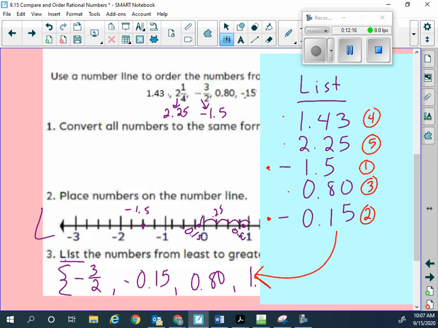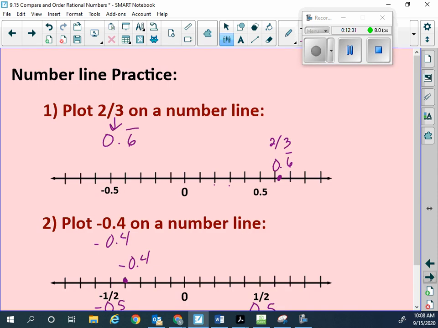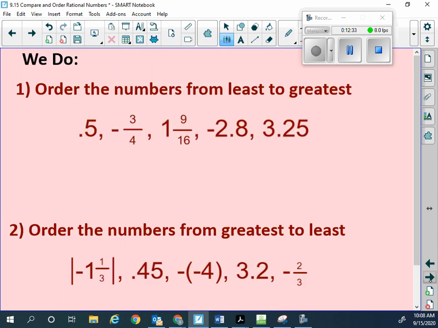Okay? That's just another method, you guys. So putting them on the number line is one method, or making a list is another method. Do we care which way you pick? We really don't, as long as you pick one that works for you and you get it right every time. Okay? Right, moving on.